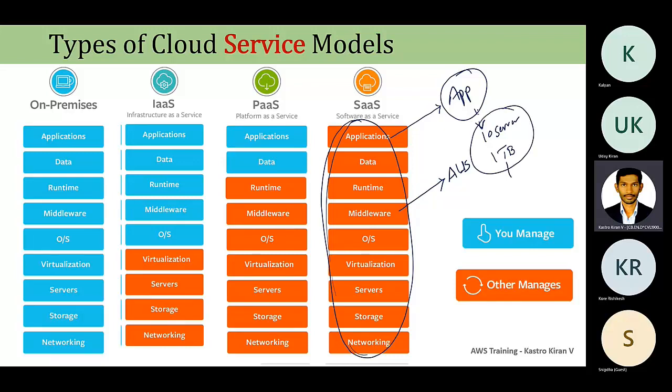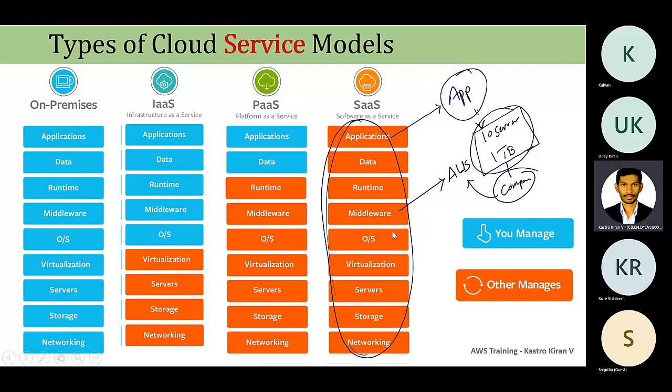The company has to define. Once the company defines all these things, then the company will approach the cloud service provider. Now what is the role of the cloud service provider? Based upon the requirements of the company, the cloud service provider will provide the details as per the requirements. That's the simple difference between infrastructure as a service, platform as a service, software as a service, and on-premises.